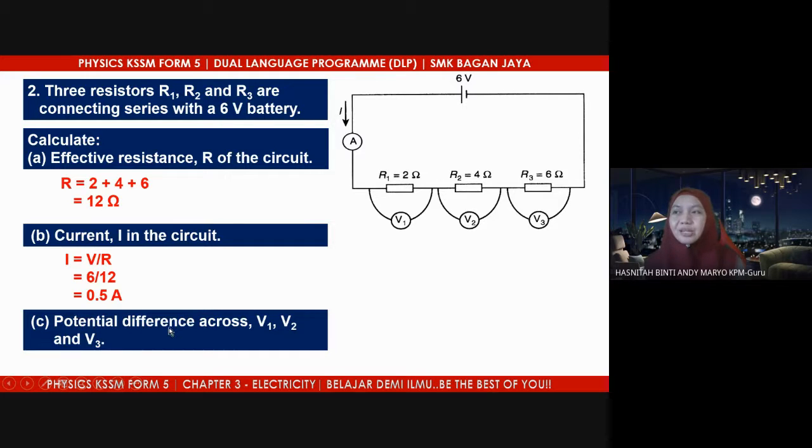Okay, potential difference across V1, V2, and V3. For series, if you add V1 plus V2 plus V3, it will give you 6. Okay, so how to find V1, V2, and V3.